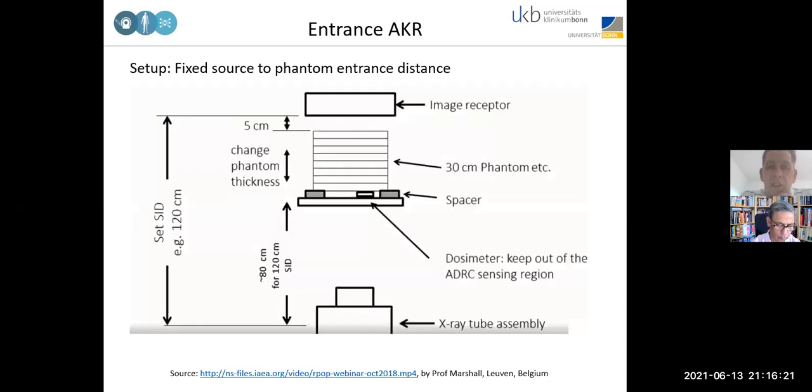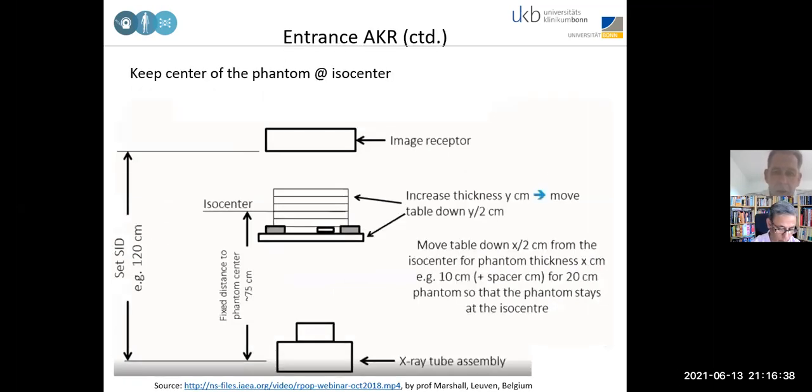So this is a typical setup. Your dosimeter is almost in the isocenter, and your phantom is very close to the imager. Then you increase the thickness and move the table down. Be aware that your measuring device is always at the same distance. If you don't do that, it won't be reproducible. So you have to check whether what you're doing is reproducible and sensible.